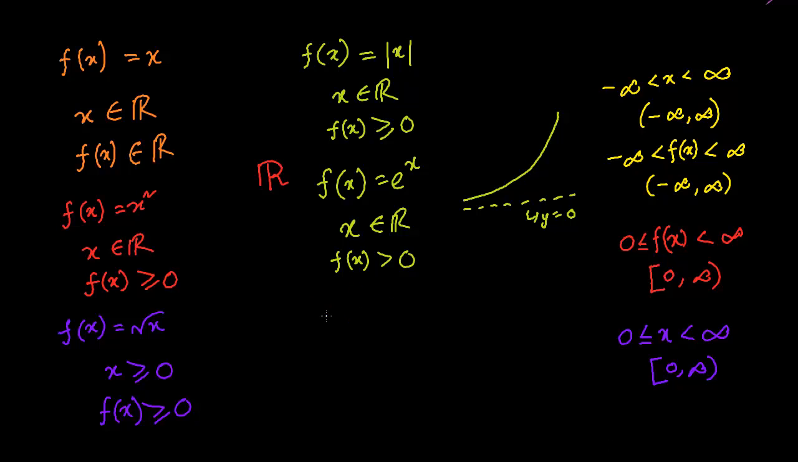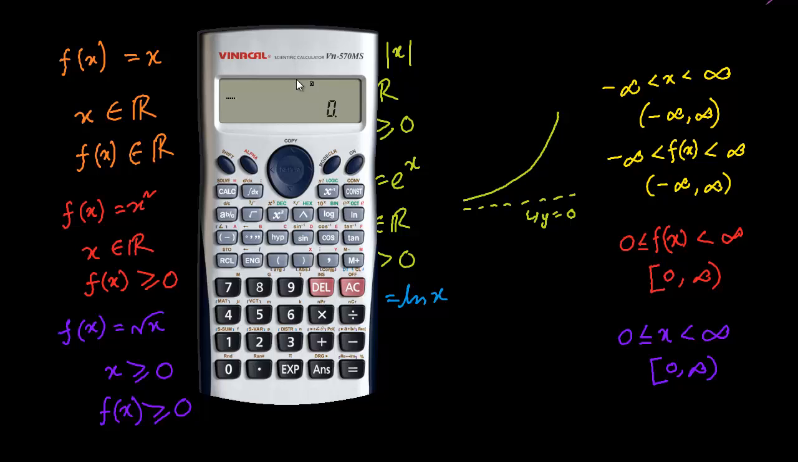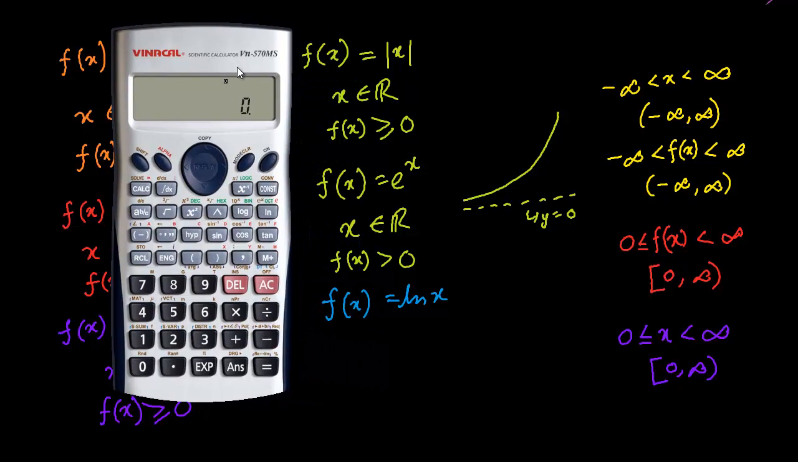This is the range of e to the power x. Then when we have f(x) equals ln x, ln is the natural logarithm, log base e. So here there is a restriction. If you check the calculator, you cannot find the natural logarithm of any possible number. The natural logarithm of 1 is 0. The natural logarithm of 2, we get a value. Then the natural logarithm of 3, we get a value.